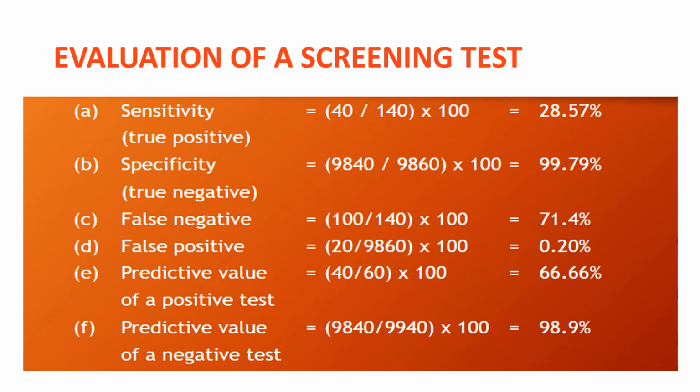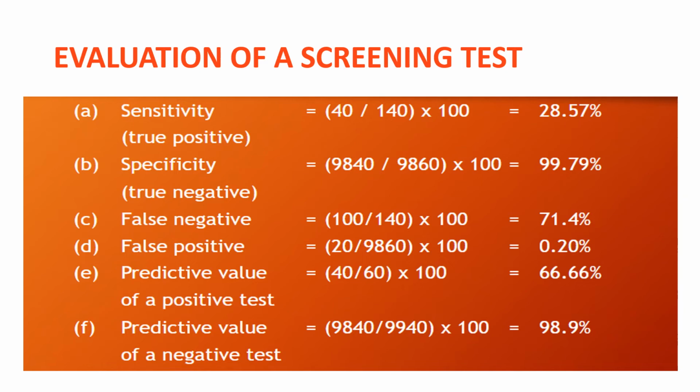So let us calculate the sensitivity. Here we will have 40 by 140 multiplied by 100. That is around 28.57% true positives in sensitivity. Specificity will reveal the true negatives. That will be 9840 divided by 9860 multiplied by 100. That is 99.79%. The false negatives will work out as 100 by 140 multiplied by 100. That is 71.4%. False positives will be 20 divided by 9860 multiplied by 100.